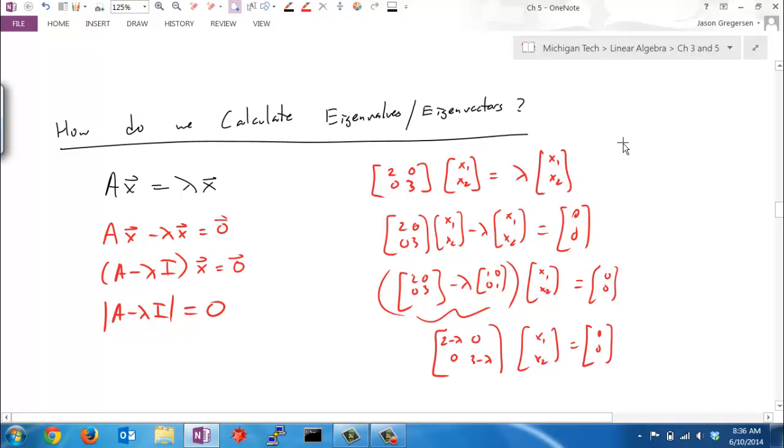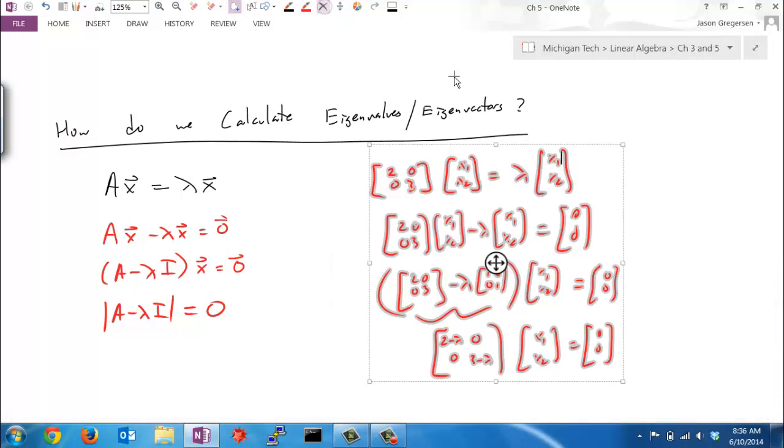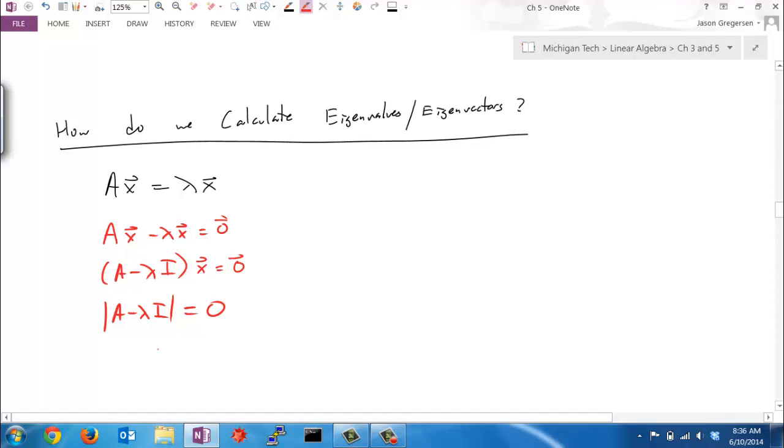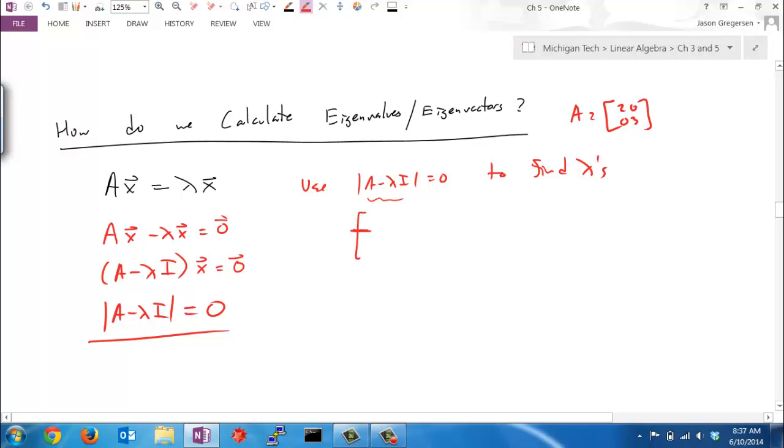So let me clean up this side over here. Basically, we have to take this thing first. We're going to use this thing to find the eigenvalues, to find the lambdas. We started with A equals 2, 0, 0, 3. So this thing is just a matrix where we have 2 minus lambda, 0, 0, 3 minus lambda. And we're saying, when is that thing equal to 0?